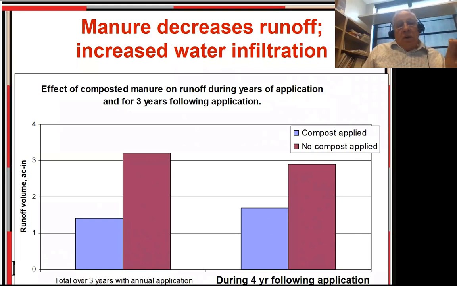In the next few slides, we're looking at the effect of compost on runoff, erosion, and phosphorus loss. So in this figure, we have two pairs of bars. The blue is for where compost was applied, the purple with no compost application. The first pair is for runoff loss during the 3 years with the annual application. And the second pair is for the 4 years following application. So we see that during the years of application, our runoff was reduced by about 60%, and a 40% reduction due to the residual effect.